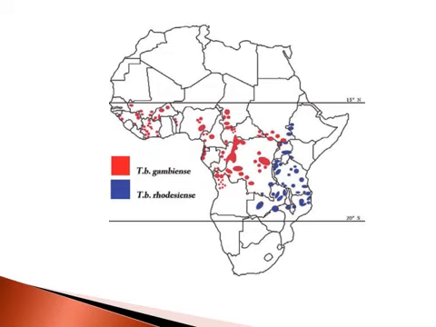This is a map showing the distribution of Trypanosoma brucei gambiense, the red one, and Trypanosoma brucei rhodesiense, the blue one. You see, they are in the tropical area between the Tropic of Cancer and the Tropic of Capricorn. The distribution of trypanosomes is between the Tropic of Cancer above and the Tropic of Capricorn below. Okay?